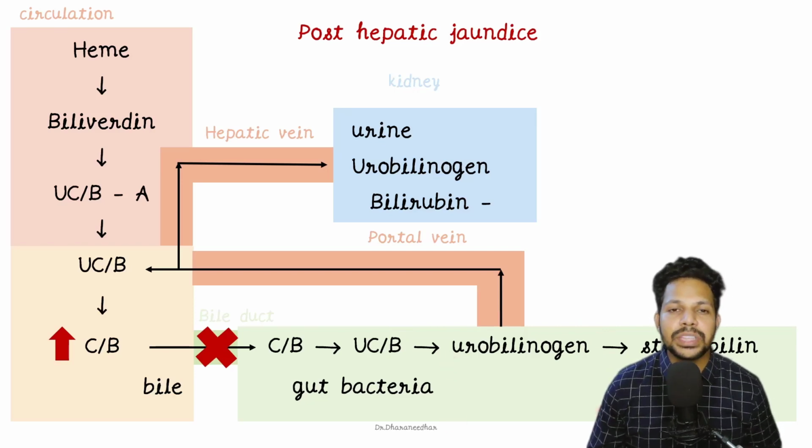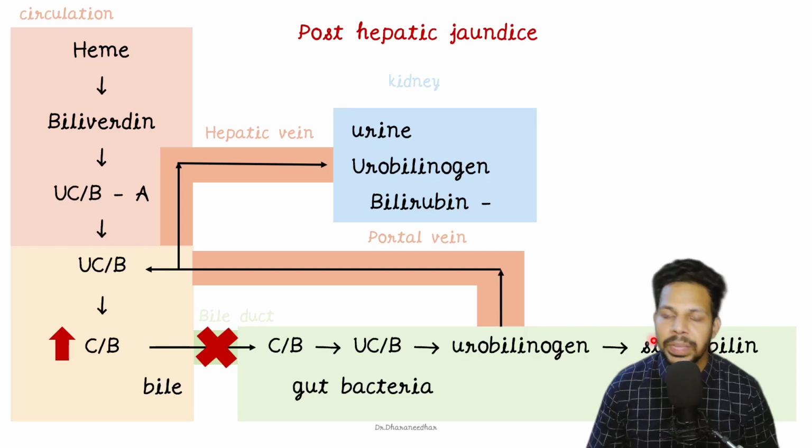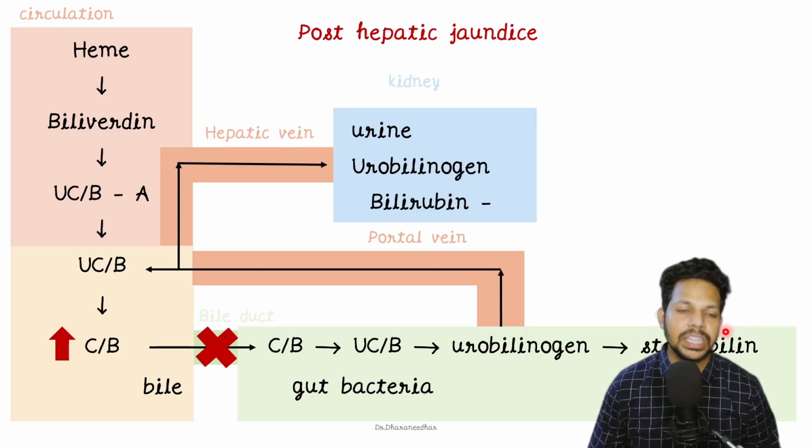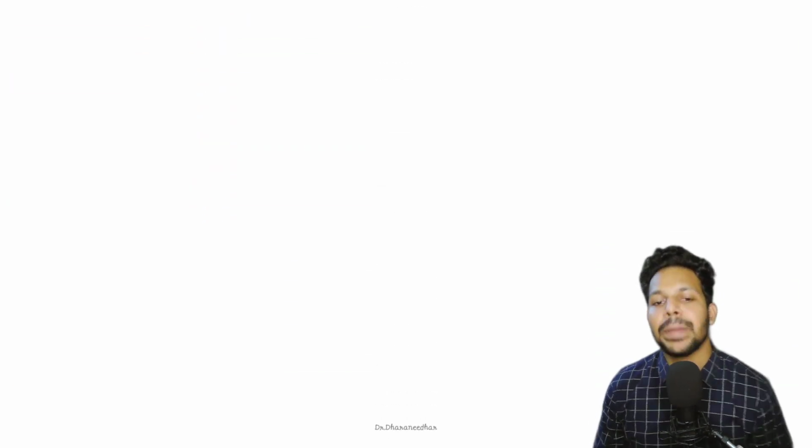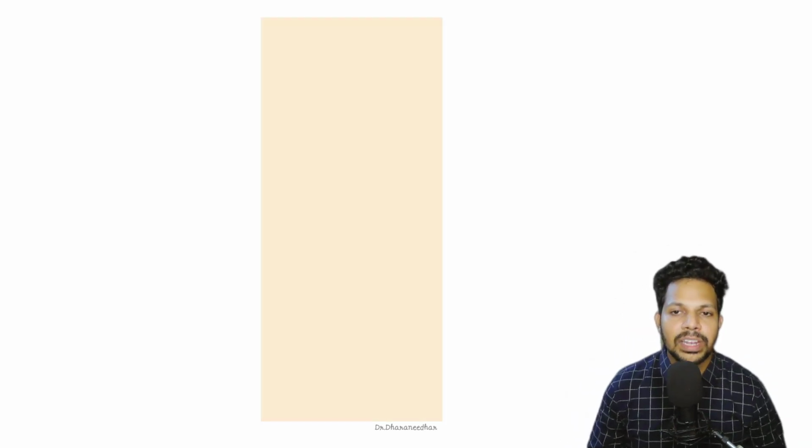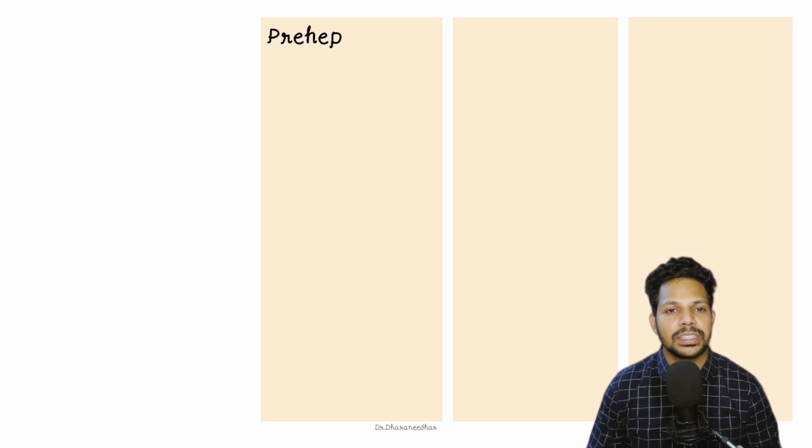And hence, what do you think will be the presence of urobilinogen in the urine? The urobilinogen will not be there in the urine, right? If you estimate the urobilinogen levels in the urine, the urobilinogen will be absent, but the bilirubin will be present because there is leaking of conjugated bilirubin into the hepatic vein. So this is about the pre-hepatic, hepatic and the post-hepatic jaundice. Now in a small table, let's just summarize what happened here.